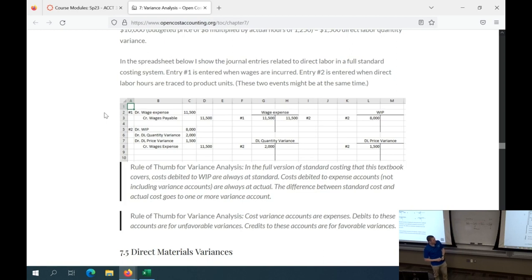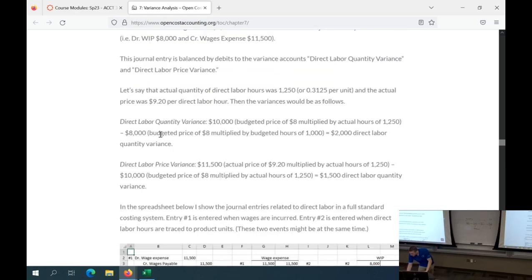Rule of thumb for variance analysis. In the full version of standard costing that this textbook covers, which we're going to cover in this class: costs debited to WIP are always at the standard cost. So the point here is, if we go back up to the text, we have a standard of $8 an hour as our cost for direct labor. That's a direct labor price of $8 an hour, and a standard quantity of 1,000 hours.